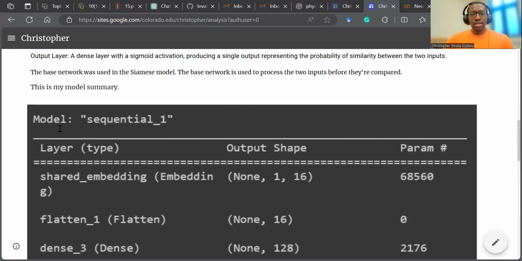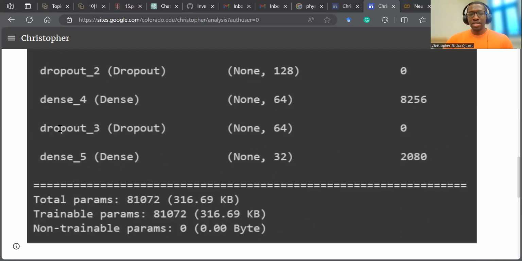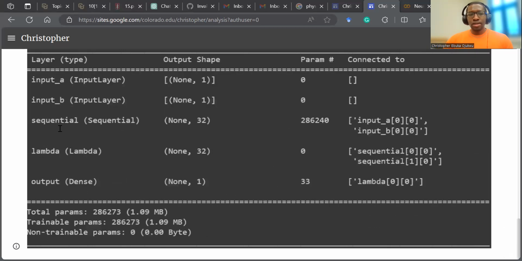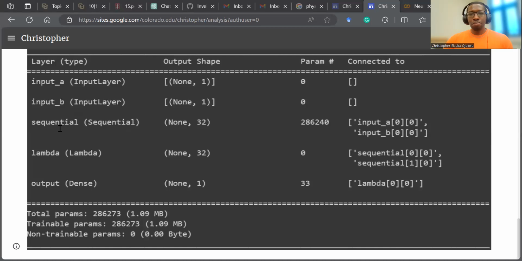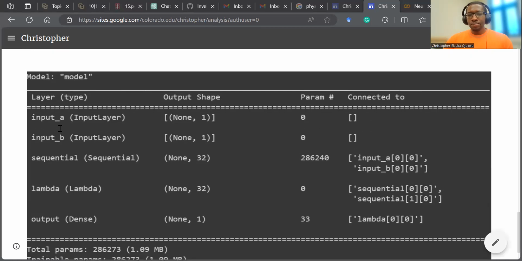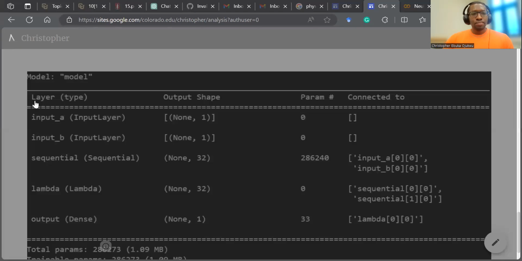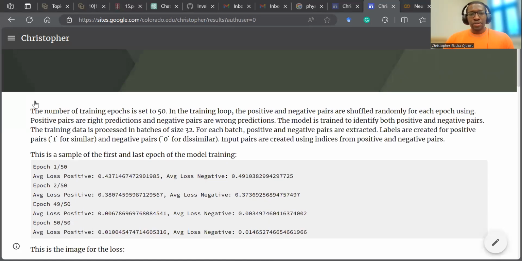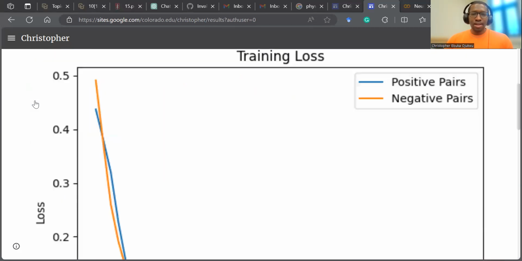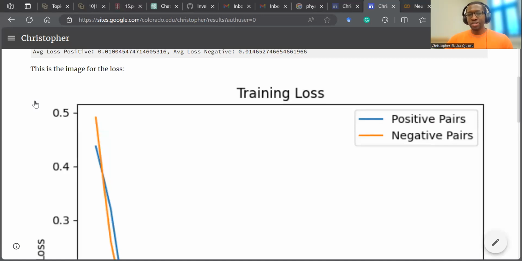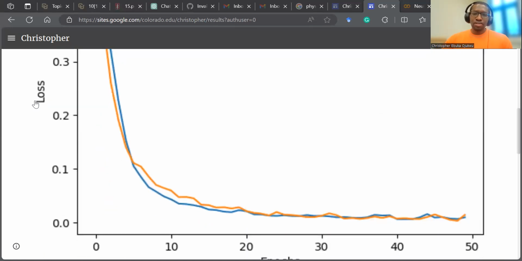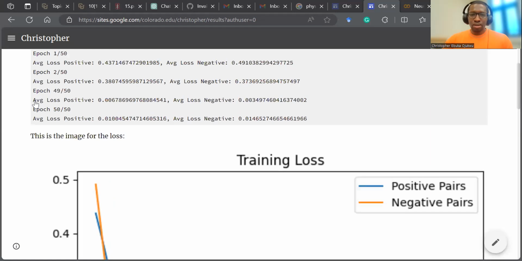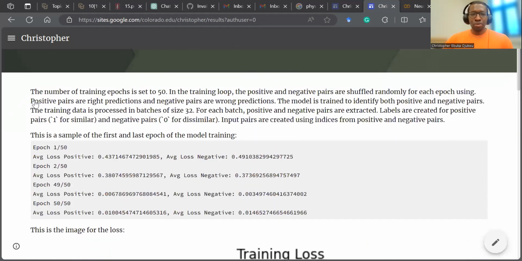So here is a sample of the base model, and here is the summary of the output model. For my results, I trained them for 50 epochs, and we see here that the loss, for both the positive pairs and the negative pairs, because it's training both of them simultaneously, does go down as the epochs progress.